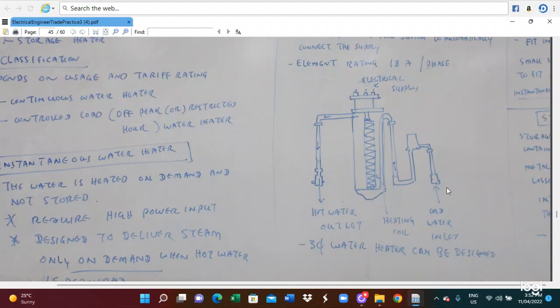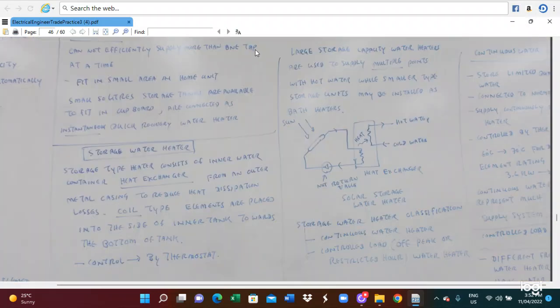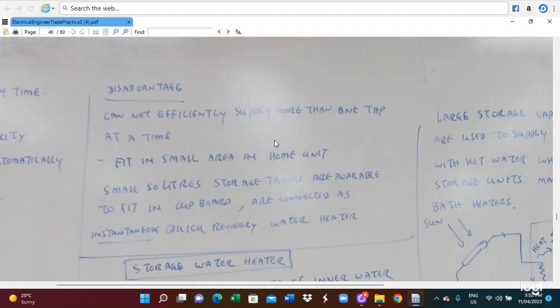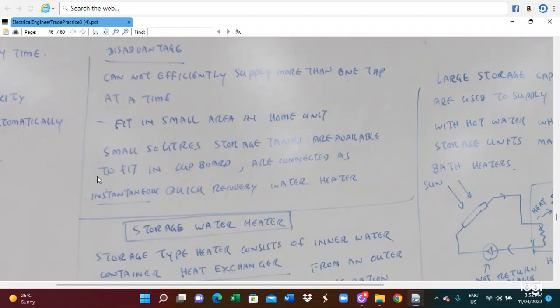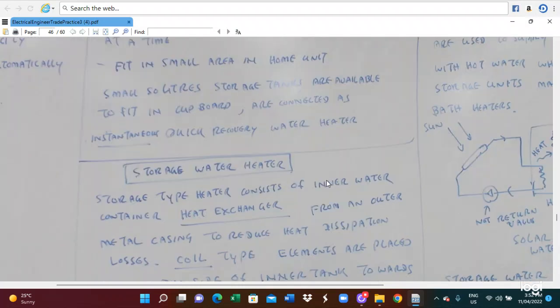For the outlet, this is the heating coil. This is the cool water input, and this is the electrical supply. So this is also a three-way water heater that can be designed. The disadvantage is that it cannot efficiently supply more than one tank at a time. It fits in a small area of the whole unit. Small 50-liter storage units are available to fit in the cupboard. They are connected as an instantaneous quick recovery water heater.